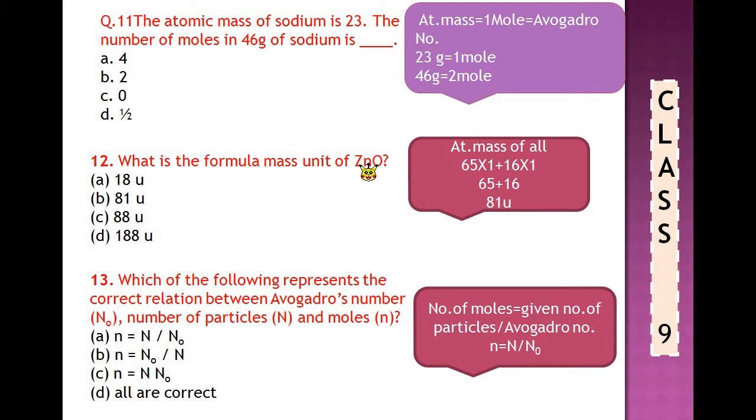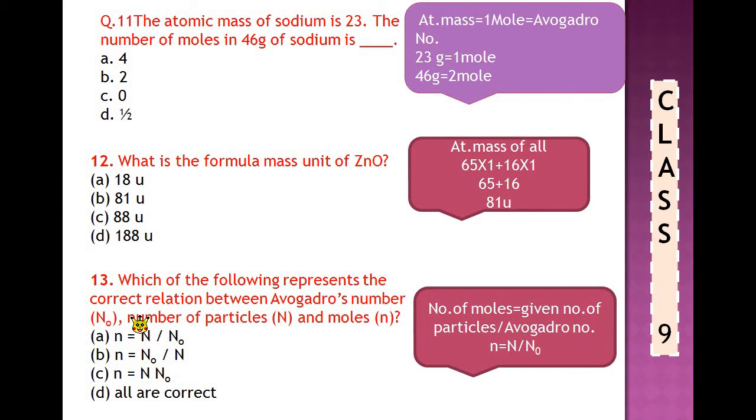What is the formula mass unit of zinc oxide? Now the formula mass unit is just the addition of the atomic masses of all the atoms present in any molecule. It's called formula mass unit. So now let's see, these are the options: A 18u, B 81u, C 88u and D 188u. So the correct answer is B. Let's see how. We will add all the atomic masses. The atomic mass of zinc is 65, into how many atoms? Into 1, plus oxygen, how much is it? 16 into 1. So let's calculate. After calculating, we'll get 81u. So the formula mass unit of zinc oxide is 81u.